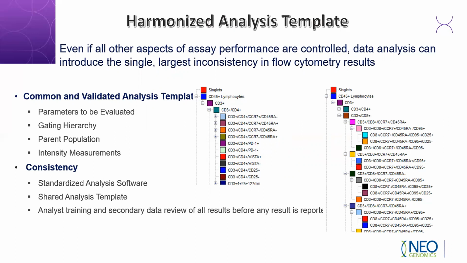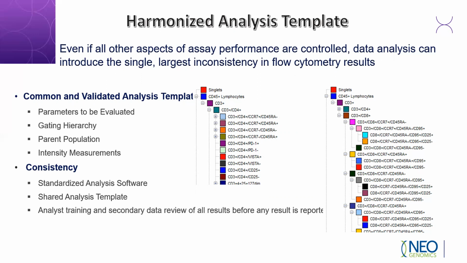What populations will be measured and how will they be reported? This includes the gating hierarchy and the parent population, and whether intensity measurements will be addressed. Every parameter should be confirmed to ensure that all data reported is consistent and accurate.